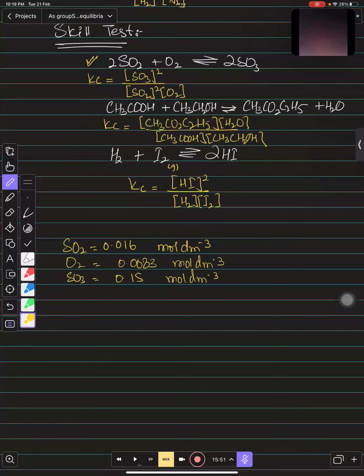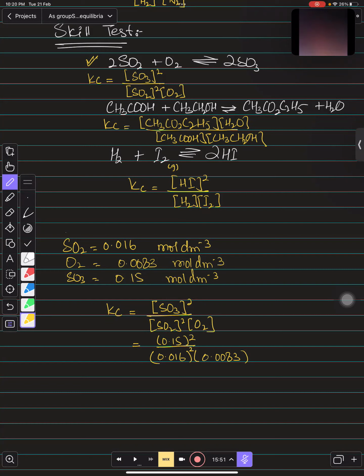How can we find out? We know that, first of all, 1 mark for the expression, and it is always products raised to the power of their coefficients over the reactants raised to the power of their coefficients. ठीक है ना? We know this expression. We just need to put the values over there. हम क्या करेंगे भाई? SO3 की value put कर देंगे, which is 0.15 का square, और SO2 की value put कर देंगे 0.016 और उसका square, and oxygen की value put कर देंगे 0.0083. We need to solve this. आपके पास जब इसको solve करोगे तो आपके पास आंसर आ जाएगा Kc का.